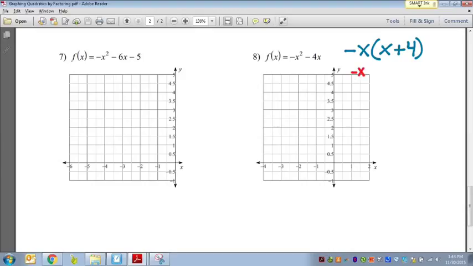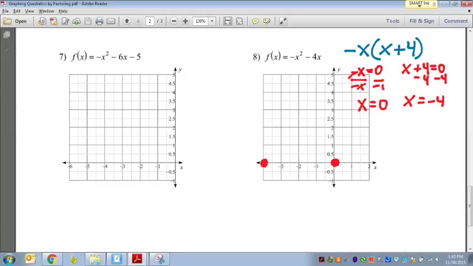Okay, so negative x equals 0, and x plus 4 equals 0. We'll divide by negative 1. It's still going to be x equals 0. And if I subtract 4, x equals negative 4. Okay, so those are my 2 x-intercepts. It's 0 and negative 4.